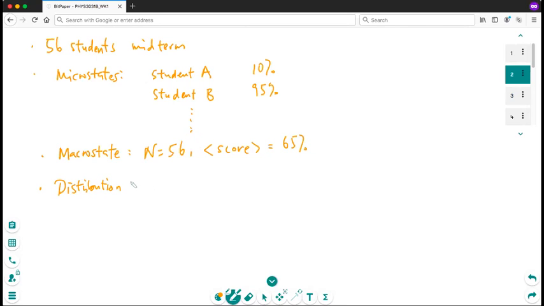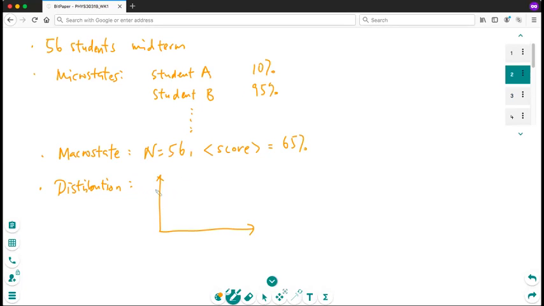Okay, and distribution is very important, which we will of course introduce. So you have all these microstates, so you can learn how to write your distribution. For example, you can just write student A. You can say there's how many students getting a particular score, right?